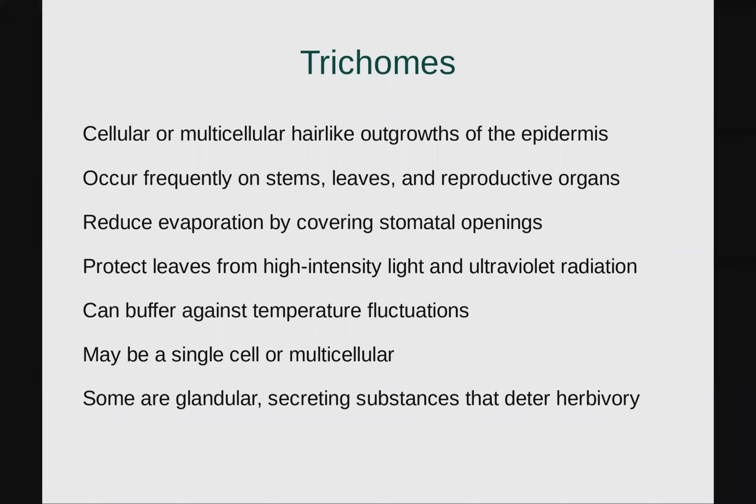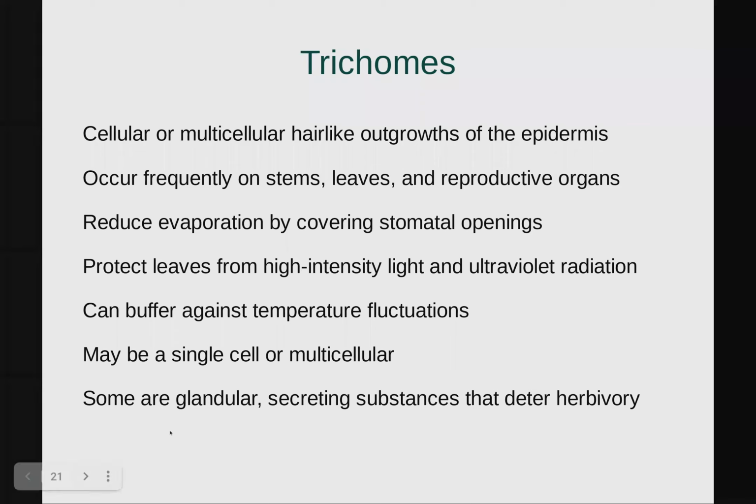Now, next, in terms of another structure we see on plant epidermal tissue, is what we call trichomes. These are cellular or multicellular hair-like outgrowths on the epidermis. They occur frequently on stems, leaves, as well as on reproductive organs. They help reduce evaporation by covering stomatal openings. They also protect leaves from high intensity light and UV light, and also help with temperature fluctuations.